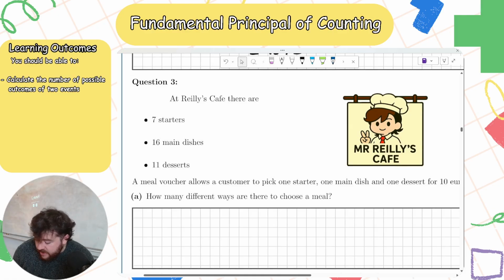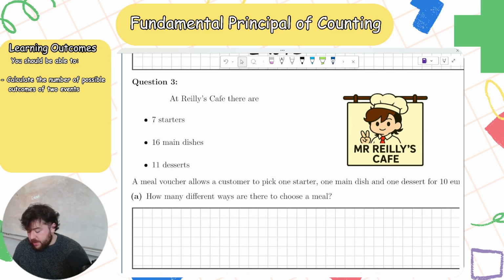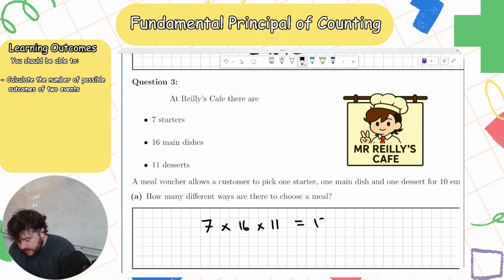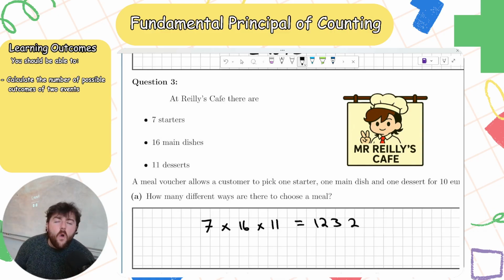And finally here, at Mr. Riley's Cafe, there are 7 starters, 16 mains, and 11 desserts. A meal voucher allows a customer to pick 1 starter, 1 main, and 1 dessert for €10. How many different ways are there to choose a meal? So again, 7 times 16 times 11, which is 1232. So you have over 1,000 options there when you come to Mr. Riley's Cafe.